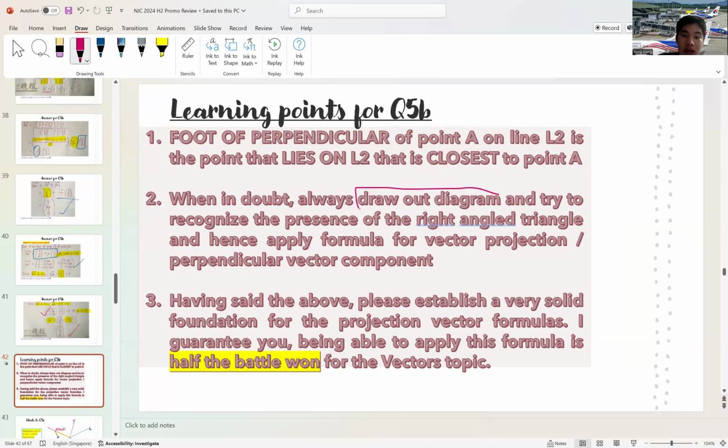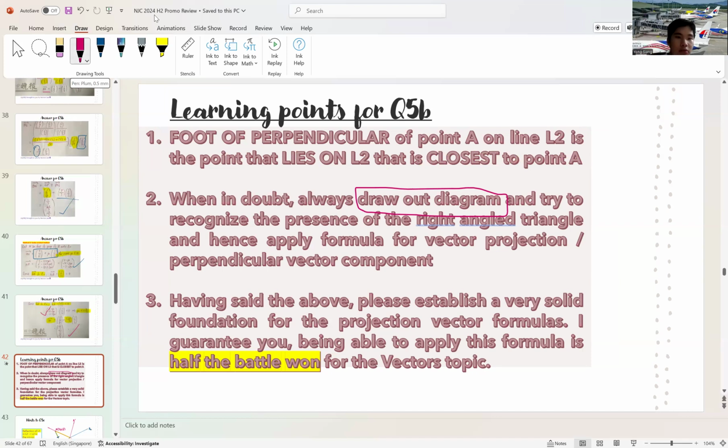In vectors, you're going to hear me say this until you are so sick and tired of me. Please go and draw the diagram, right? Because vectors sometimes requires you to visualize three-dimensional lines and planes. Like I said in my vectors master class, vector applications are 50% about projection.